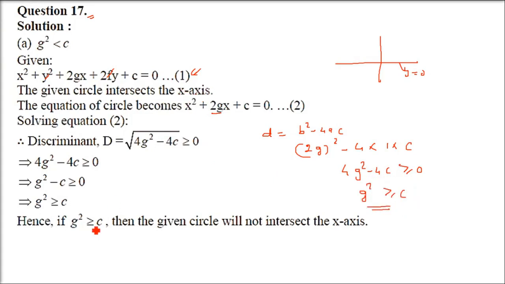But as I said, the question is asking it is not intersecting. So we'll take the opposite one. Not means we have to take g square less than c. I hope you got the idea. G square greater than or equal to c is the condition for intersection. We cannot take this condition. We will take the opposite, g square which is less than c. This intersecting condition shouldn't be there, because the question is saying it's not.